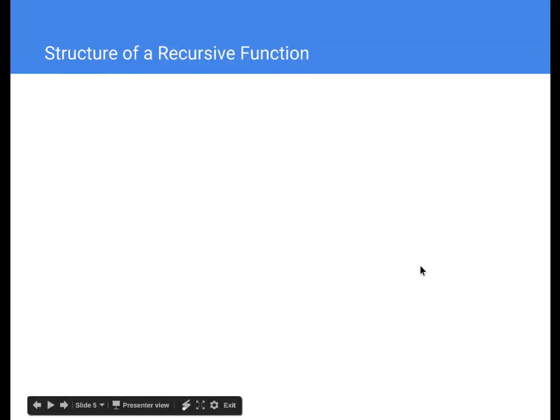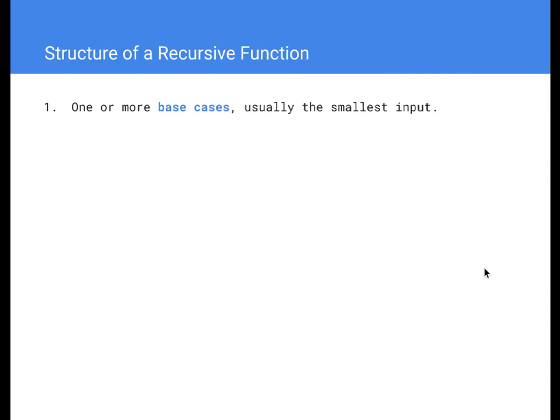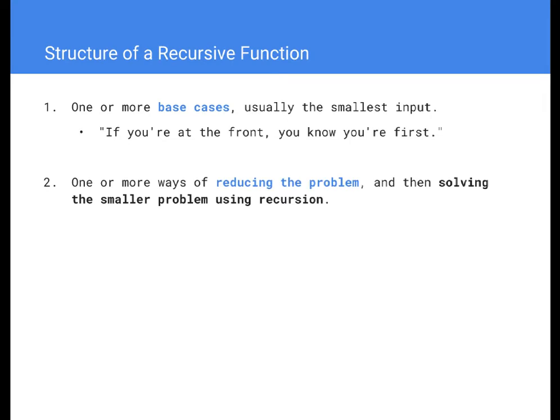All right. So we're going to look at the structure of the recursive function. So remember from last lecture, we talked about the 3 parts of a recursive function that are absolutely essential, and they're just as essential today. So a recursive function has 1 or more base cases. So in the example that I brought up with the concert, we said that if you're at the front of the line, you already know that you're the first person in the concert.